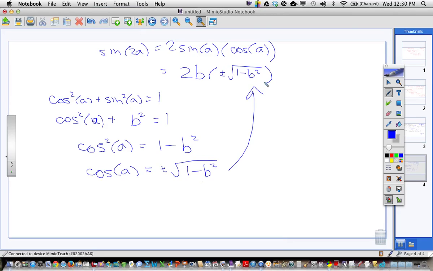Okay? So it's just some work with these, and that's the same thing you do on number 20 to get sine C. You know cosine C. So set up cosine squared C plus sine squared C equals 1. Put in your 0.3, and away you go.